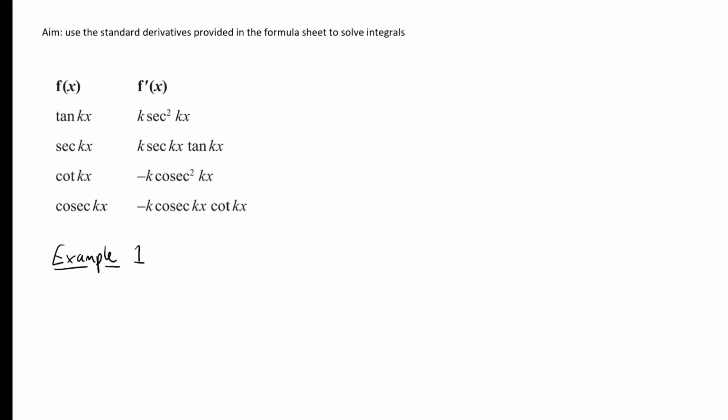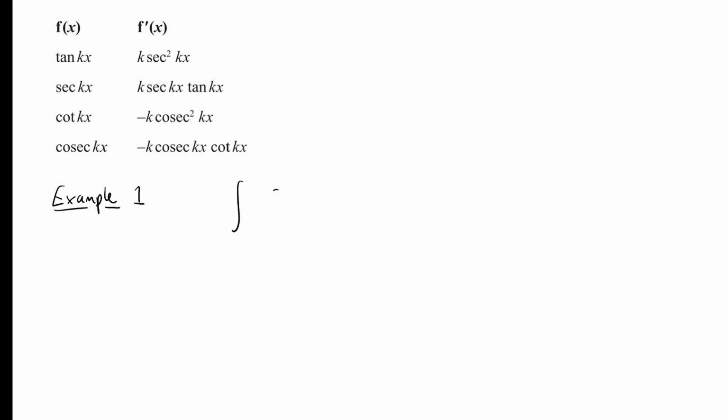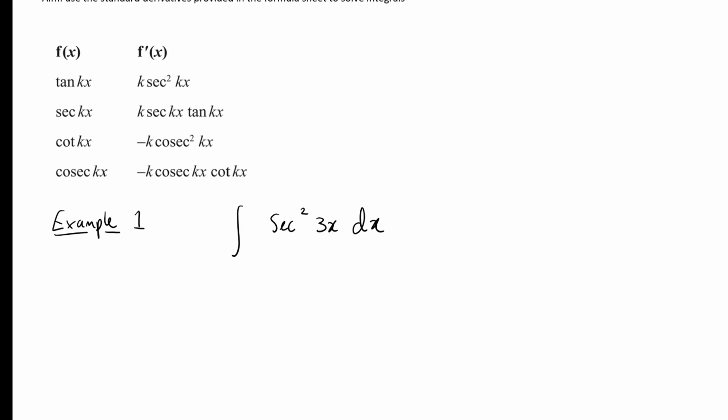So example 1, we have the integral of sec squared 3x dx. Looking at the formula sheet, and in particular this line, we can see that differentiating tan x leads to sec squared x. I'm just talking as if k is equal to 1. So integrating sec squared x will lead back to tan x.